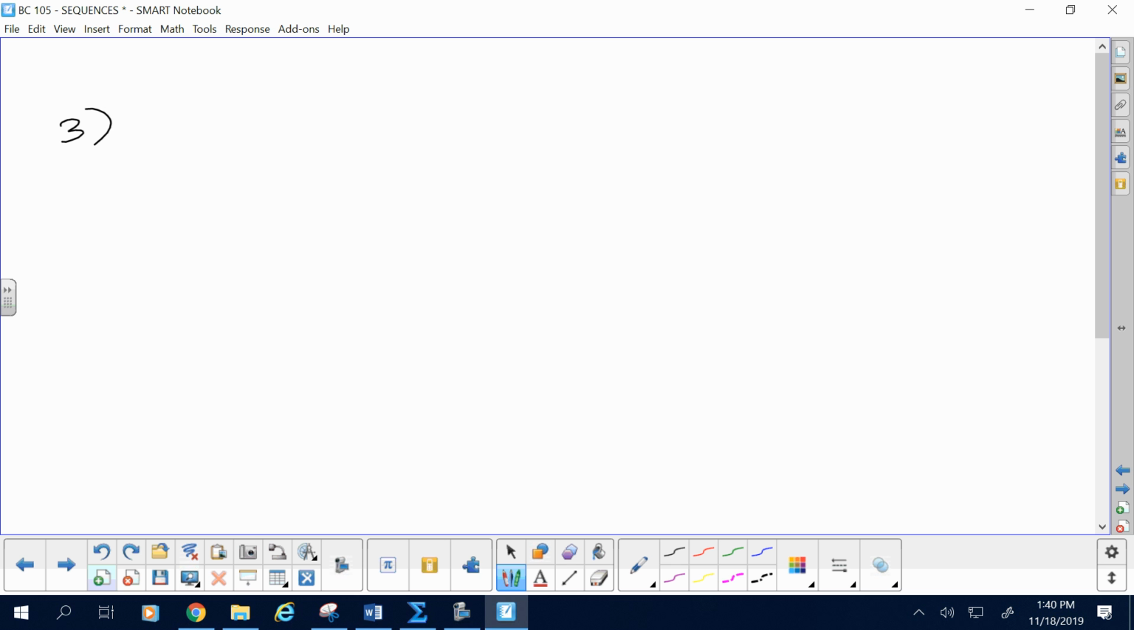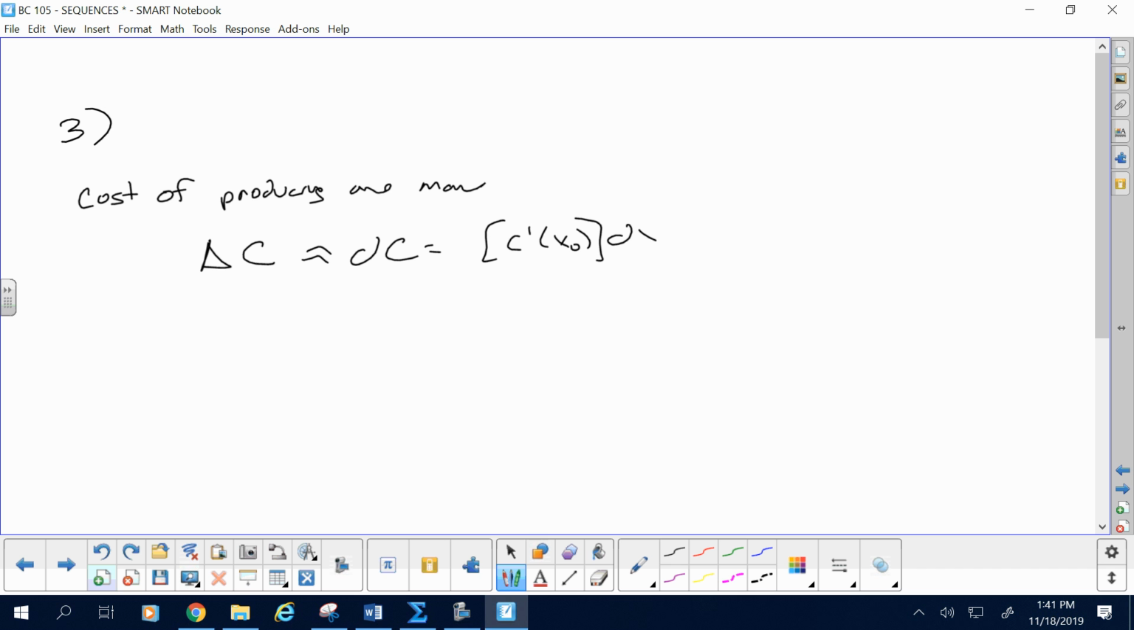Okay, so this is called marginal cost in business calc. All right, to estimate the true change in cost, that's delta C, we're going to use dC. dC is the derivative at the original point times the amount of change in it.